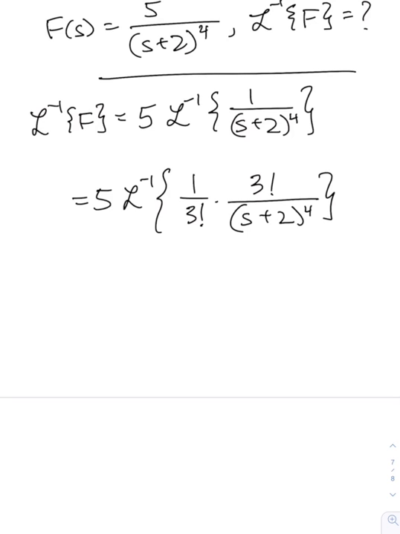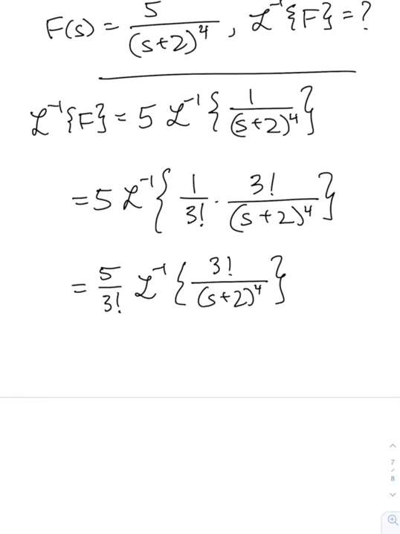And now pull that 1 over 3 factorial out, and I've got 5 over 3 factorial times L inverse of 3 factorial over (s plus 2) to the 4th. And now it looks like something from the table, and I can read it right off. That 3 factorial is 6, so I have 5/6 there. And reading it from the table, if it didn't have the plus 2, then the inverse would be t cubed. Because of the plus 2, I get an e to the negative 2t out front, and then I have my t cubed.